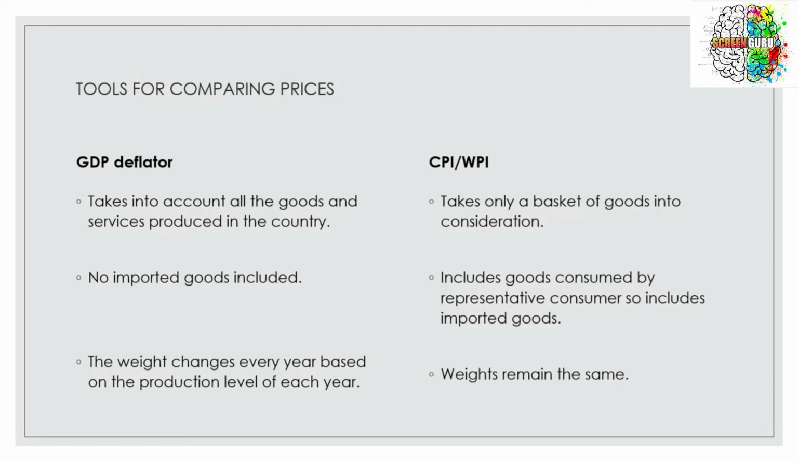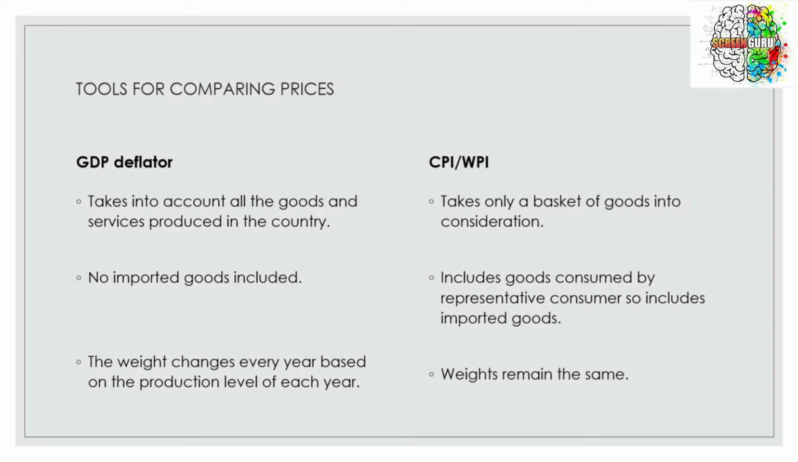Here we have to see that the GDP deflator takes into account all the goods and services produced in the country, whereas CPI will take into account only a basket of goods. The GDP deflator will not include the goods that are imported. That is one main point, whereas CPI means the goods that are consumed by us, the consumers. So we will also be consuming imported goods, so CPI will calculate that also.